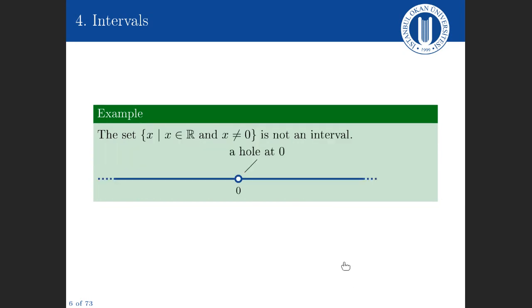Here's another subset, the set of numbers x such that x is a real number and x is not equal to 0. The picture looks like this. It's all of the numbers except 0. This set has a hole in the middle of it, so this is not an interval.